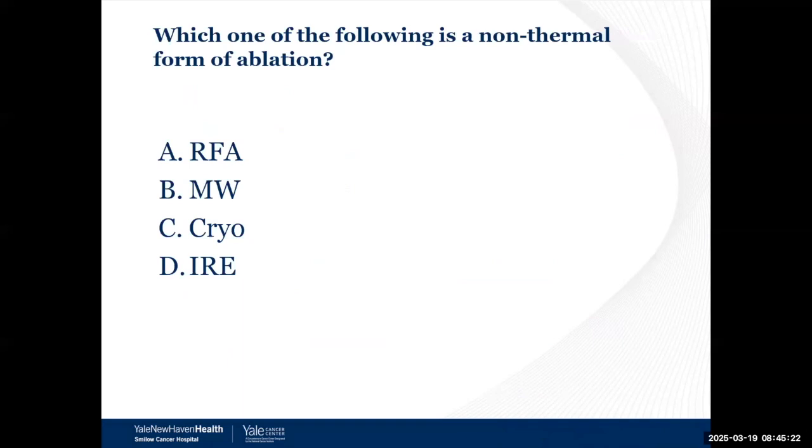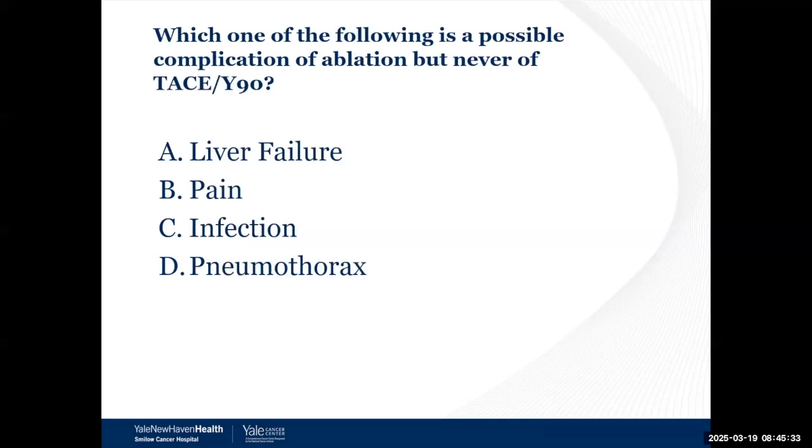Oops, and now questions for me. Which one of the following is a non-thermal form of ablation? That should be straightforward to answer. D. Yeah, correct. Which one of the following is a possible complication of ablation but never of TACE? Liver failure, pain, infection, or pneumothorax? D. Pneumo, exactly. You go in with a needle directly close to the pleura. This doesn't happen in TACE.